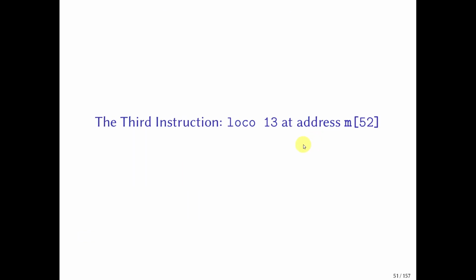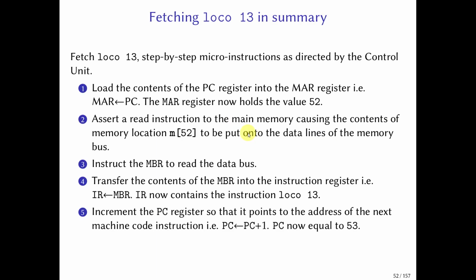So we're going to look now at the execution of the third instruction. I would expect that at this point we can start to speed things up a little bit, because essentially what we're doing is executing machine code instructions that we've already seen, except with slightly different values. You can see that the third instruction is loco 13, and that it's stored at address 52, and basically we have to fetch loco 13 from address 52, decode it and then execute it.